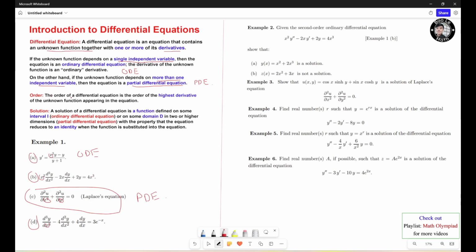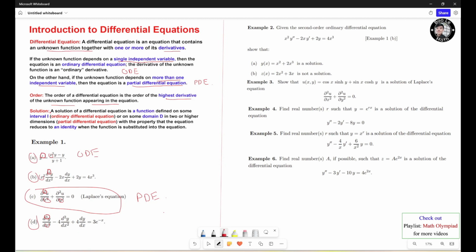Now, the order of a differential equation is the order of the highest derivative of the unknown function appearing in the equation. Now, look at this example right here. A right here is the first derivative, so it's going to be first order. This one has the second derivative, so it's going to be second order. D right here is the third derivative, so this is going to be third order.